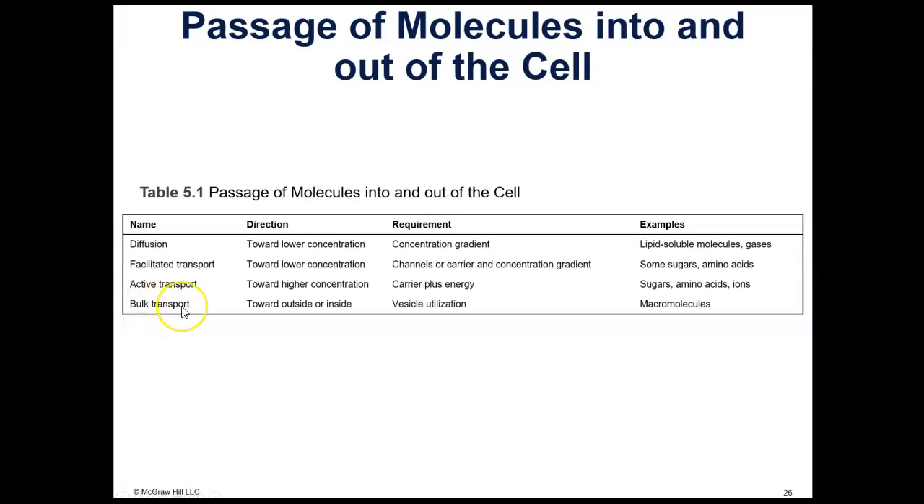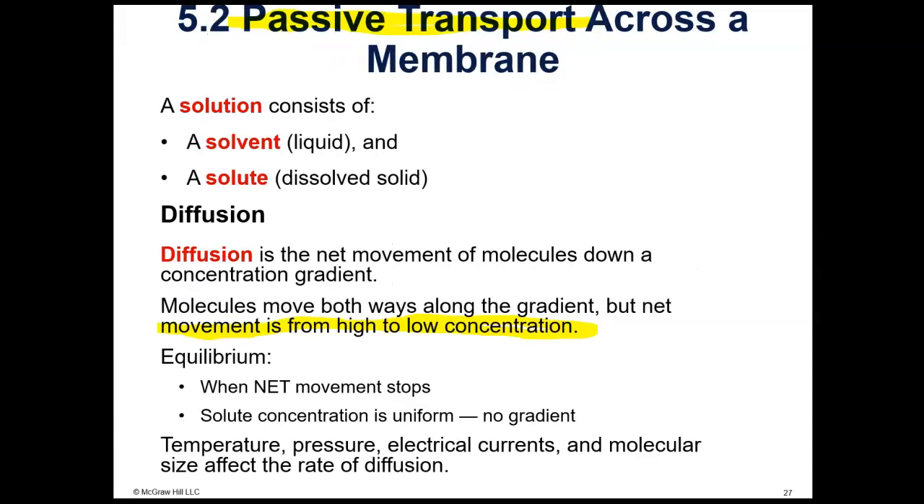All right, and then there's bulk transport, which is called endocytosis or exocytosis, and this utilizes a vesicle that fuses with the plasma membrane. So this is for substances that are too large to move through the phospholipid bilayer or through a carrier or channel protein.